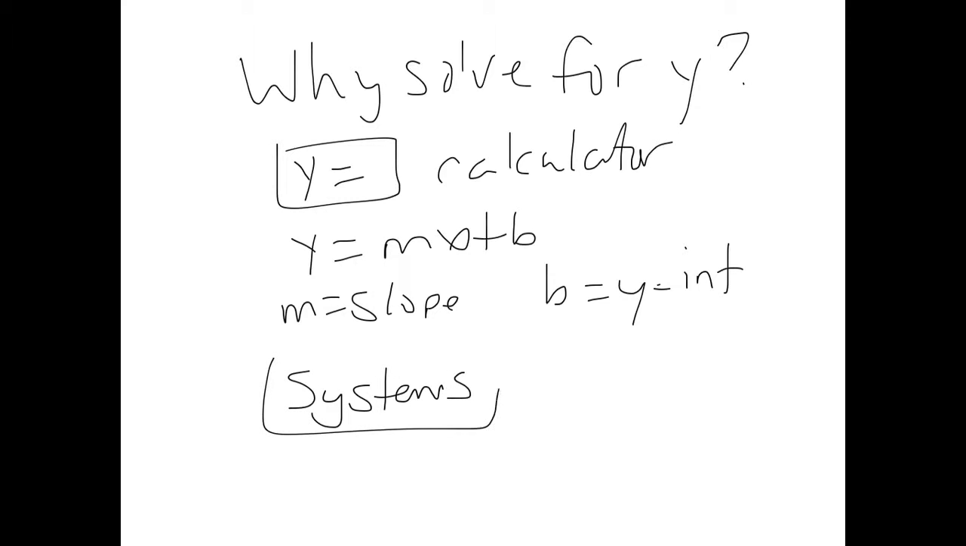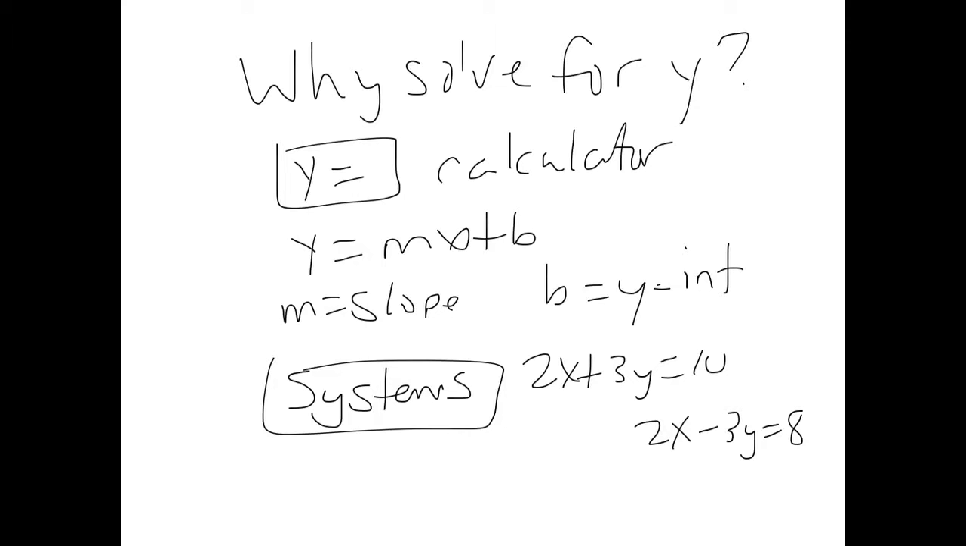When we have a system, two or more equations like 2x plus 3y equals 10 and 2x minus 3y equals 8, we'd solve both of those for y, get them into the calculator, and then once in the calculator, we hit graph and we try to find out where they hit by doing second trace, enter, enter, enter. Or second trace 5, enter, enter, enter. Okay, let's practice a few problems.